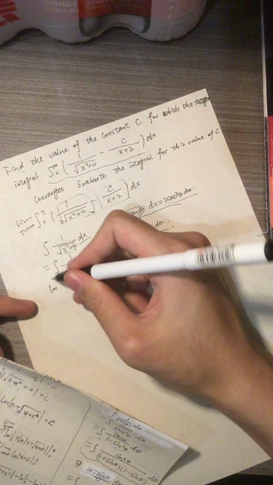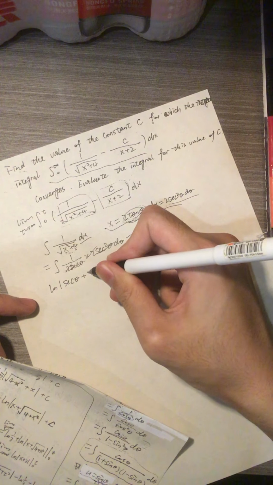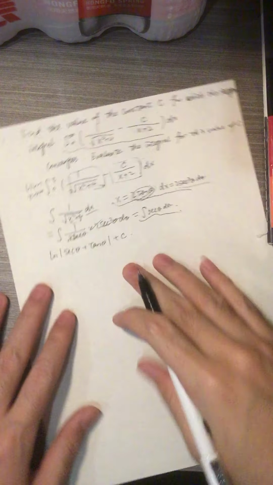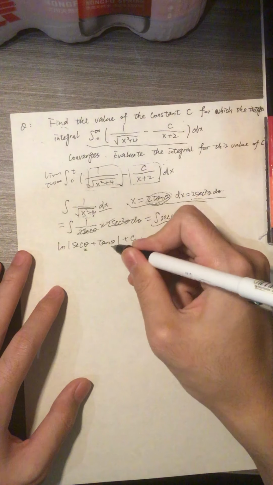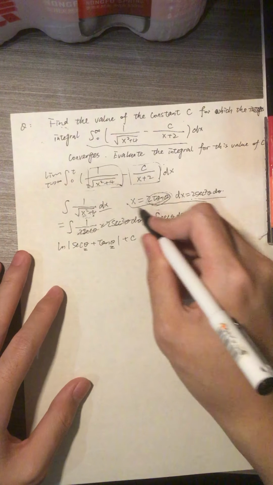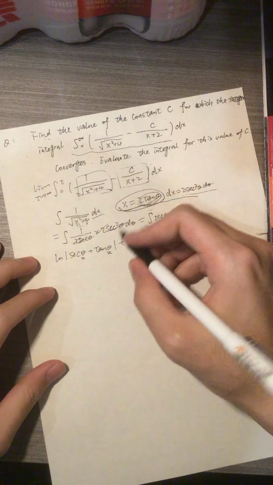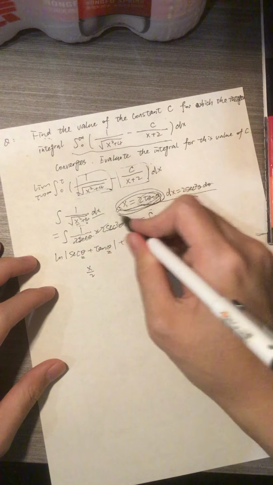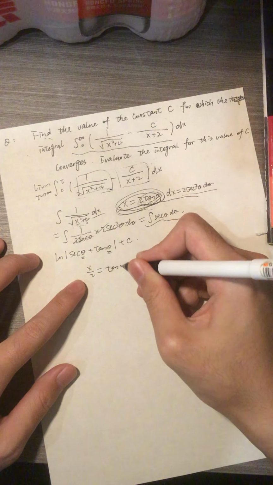So we write here log absolute value of secant theta plus tangent theta plus c, right? But we are not finished. We need to replace the theta with the x of the original substitution. So we solve for theta. So x over 2 equals tangent theta.